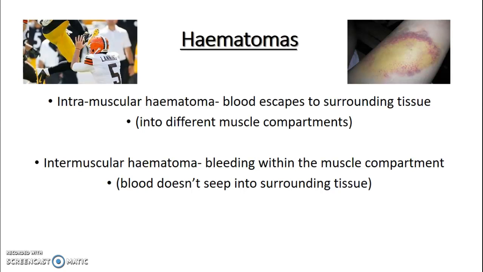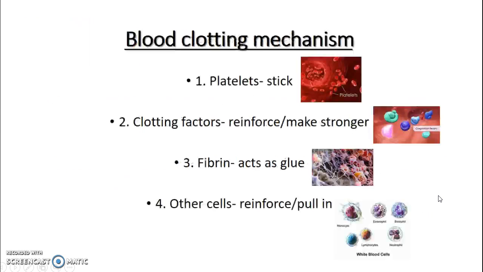An intramuscular hematoma is where the blood escapes to the surrounding tissue. So it's in different muscle compartments. So you can actually see the injury outside. It's in different places. This is for more serious injuries that happen. So like completely tearing your pec, you could see it possibly run down your whole arm, depending on what side it is. An intermuscular hematoma is where there's bleeding within the muscle compartment, so it doesn't go right to the surrounding tissues and only stays in the muscle that is injured. So that's the difference between them.